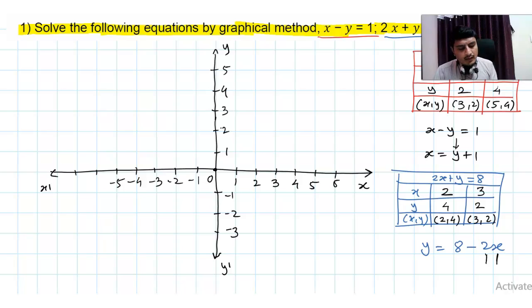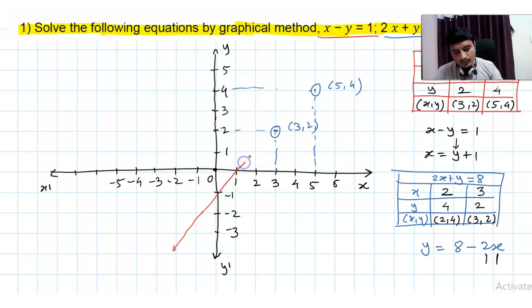Now the first point is 3, 2: 3 from the x-axis and 2 from the y-axis, and their point of intersection is the point 3, 2. Then 5, 4: 5 from the x-axis and 4 from the y-axis, whose point of intersection is 5, 4. Now try to draw a line passing through those two points together.